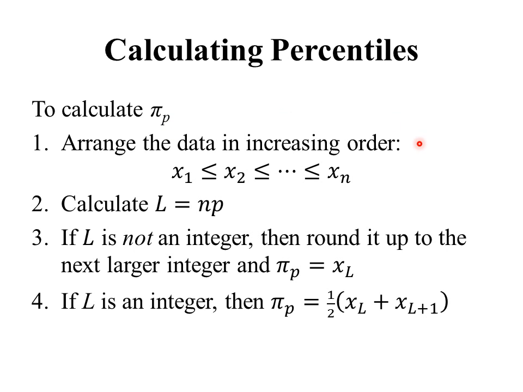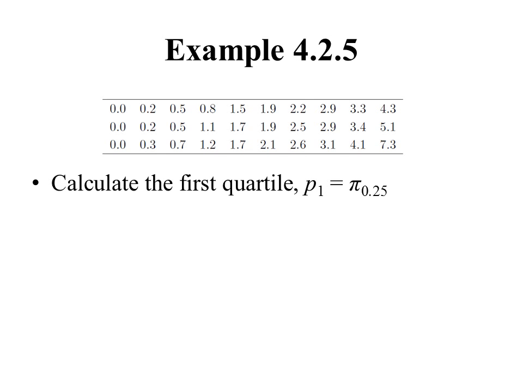First thing we do is arrange the data in increasing order. x1 is our smallest, x2 is our next smallest, xn is our largest. Next we calculate L, which is equal to n times p. Now if L is not an integer, then we round it up to the next larger integer, and our percentile is equal to that particular data value, x sub L. If L is an integer, then we take that data value plus the next one and take the average of those two.